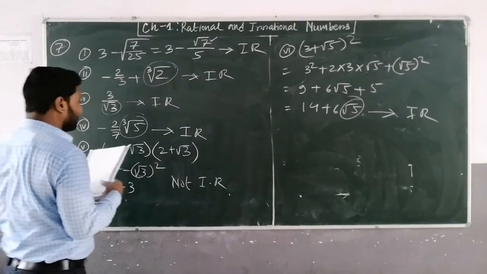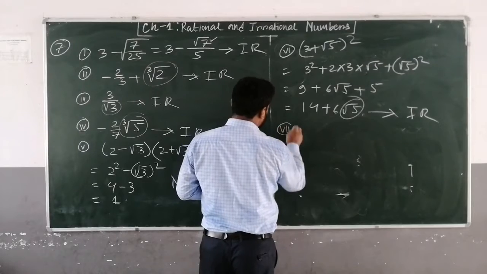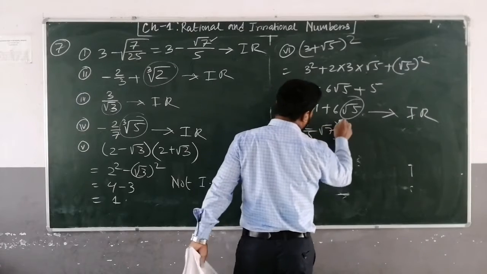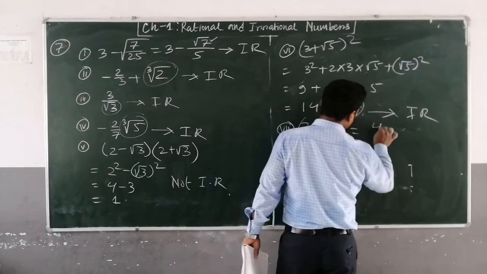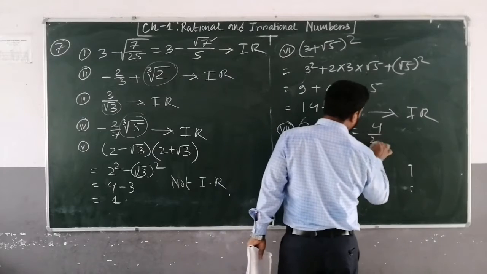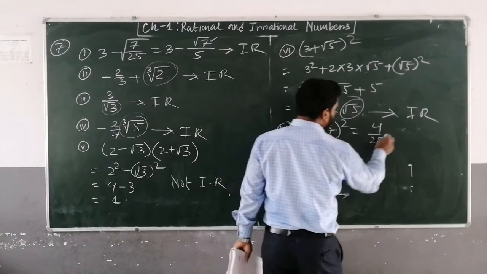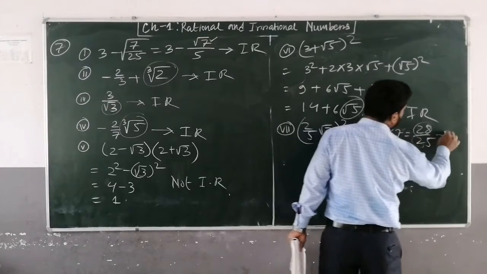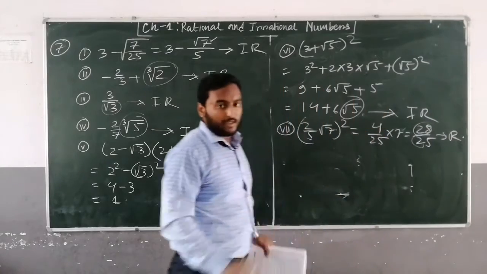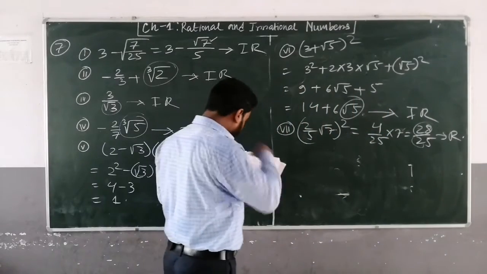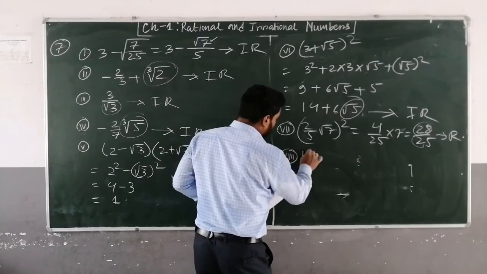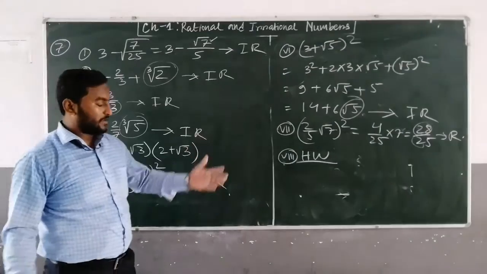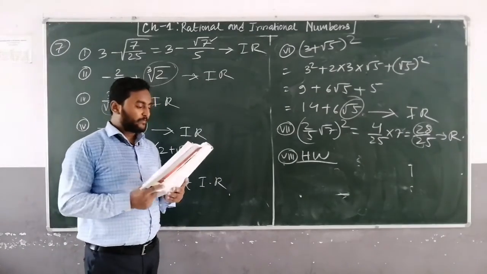Seventh part, 2 upon 5 under root 7 square. That is equal to 4 upon, 2 square is 4, 5 square is 25, and under root 7 square is 7. So this is 28 upon 25. P upon Q form. So this is rational, not irrational. Okay. Last part, eighth part, that is your homework. You can verify that with A minus B whole square formula. If you split it in A minus B whole square formula, then you will get that. Okay. Question number 8 now.